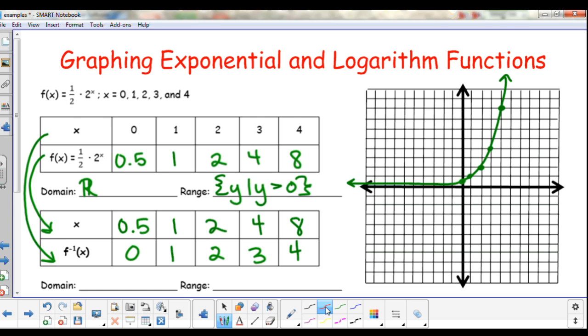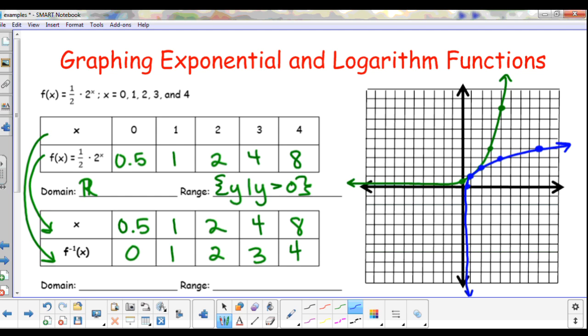Now I can plot those points on the coordinate grid. So my first point will be 0.5 and 0. And then I can plot 1 and 1, 2 and 2, 4 and 3, and 8 and 4. Some of our points may intersect, some of them may not. Each graph is going to be different. So since it is an inverse, we want this to look like a mirror image. So I'm going to connect my points, and this graph is going to go straight down the y-axis, but never cross it.